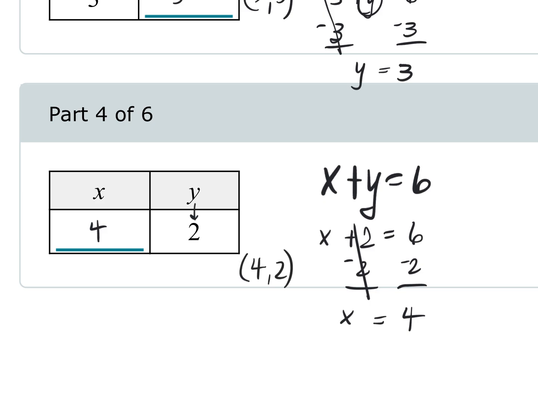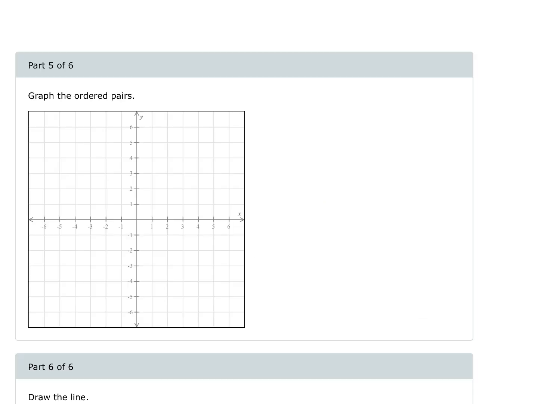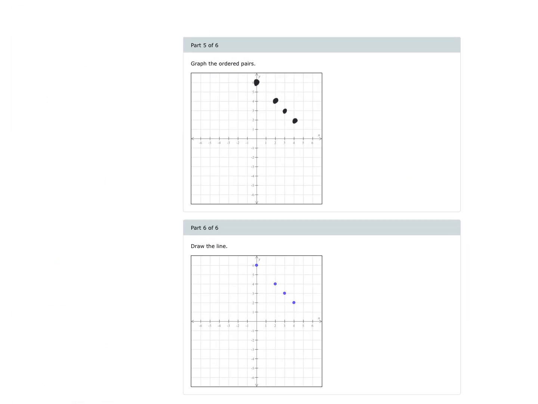So (4, 2). And I misspoke a little bit earlier. I said there are 6 parts. There are 6 parts to this, but parts 5 and 6 don't want you to find another ordered pair. I want you to plot all the points that we found and then draw the line. Part 5, we're just plotting the points. So we have (0, 6), (2, 4), (3, 3), and (4, 2). And part 6 is to draw the line connecting these points.